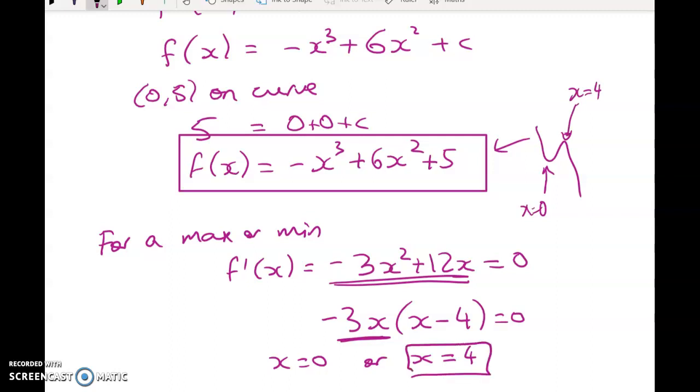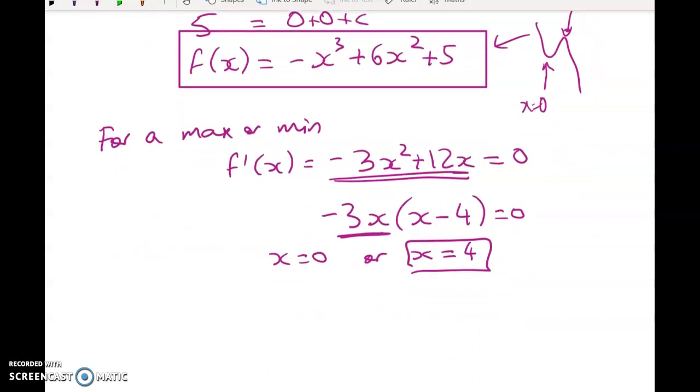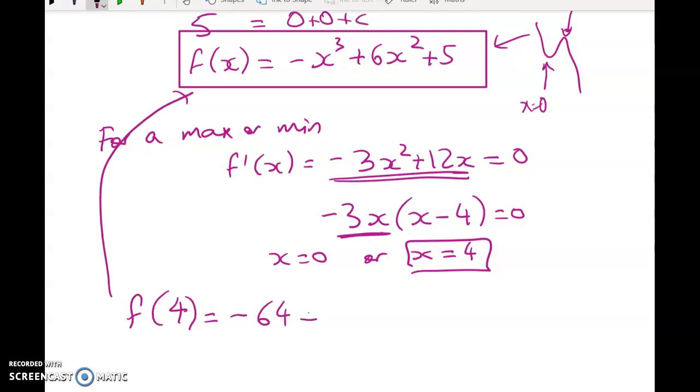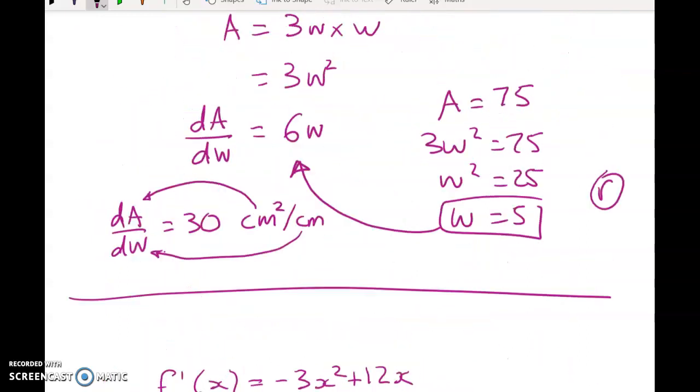All I need to do now is to take that x equals 4 and substitute it into the function, right? So f of 4 is equal to this: negative 4 cubed, 64, plus 6 times 4 squared, 6 times 16, plus 5. Right, so that equals negative 64 plus 96 plus 5, which gives us 37. So that's that question done.